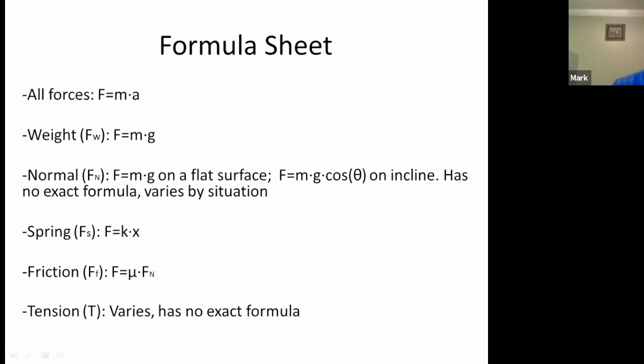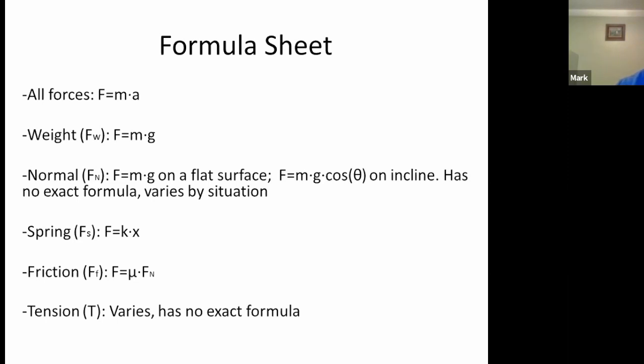So again, we mentioned normal force, spring force. Again, F equals kx. K is the spring constant. X is the distance that the spring is currently extended to, minus the distance it is currently from its normal position. This is the normal position. This is the extended position. This spring can't compress, but if it could, you could also compress it.